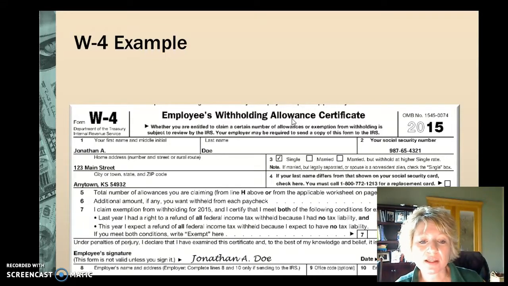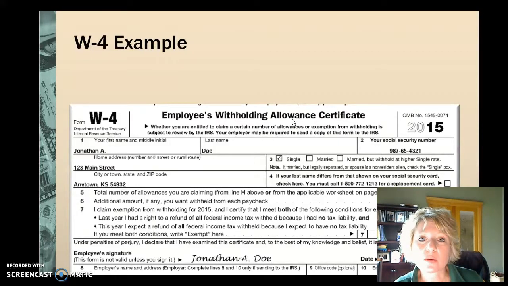As you notice, you have the employee's first name, last name, social security number, and address. You're supposed to note their filing status. If they're single, they should file single. If they're married, they can file married, or they can do married but withhold at a higher single rate. Then there's the total number of allowances you are claiming.